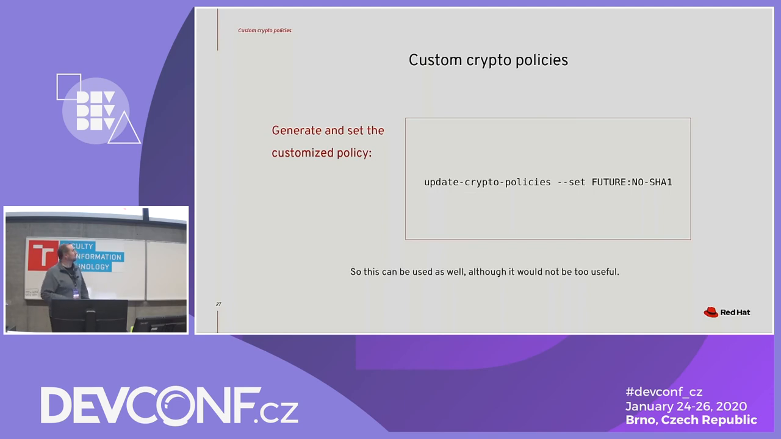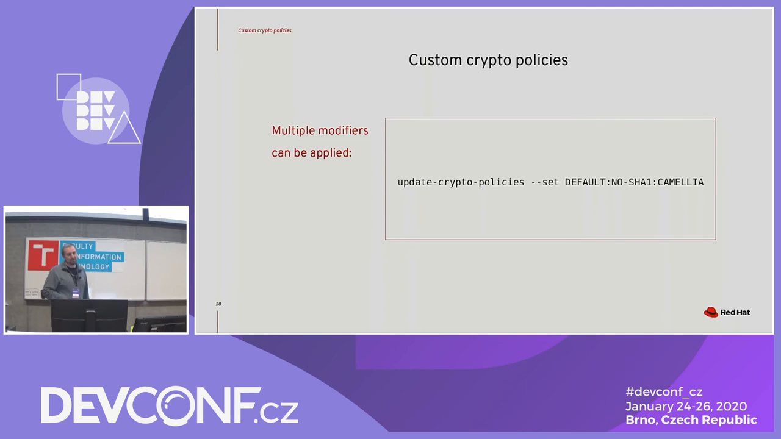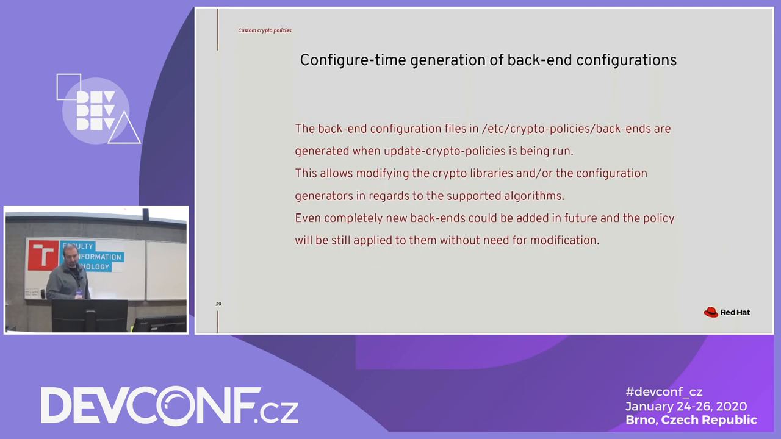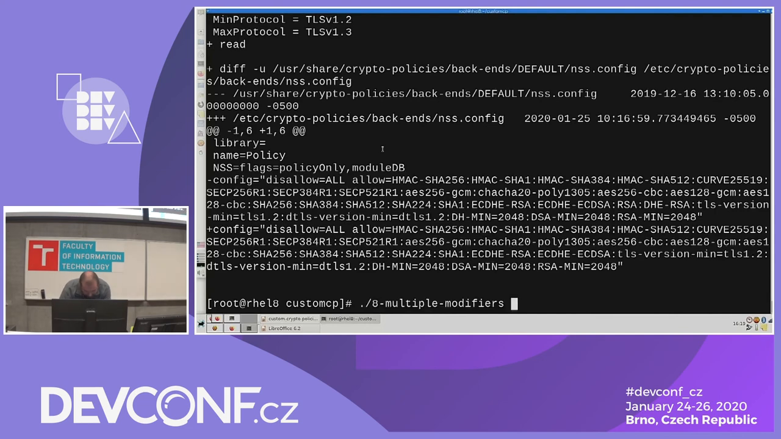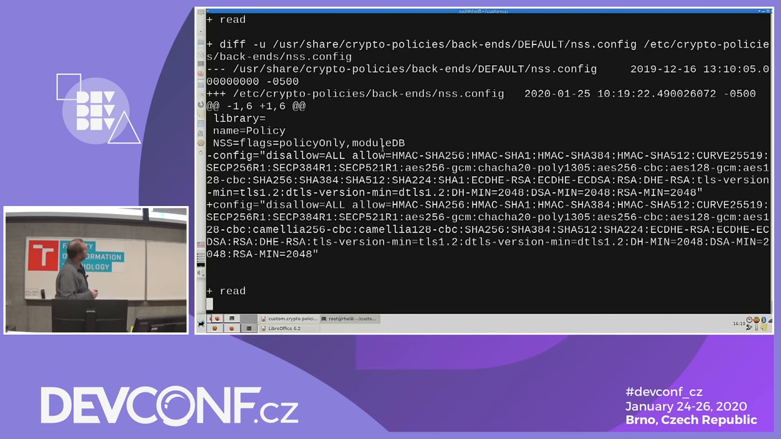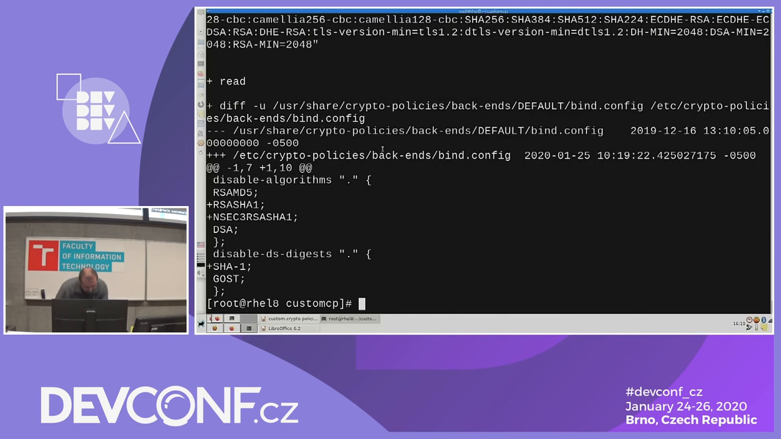So this can be used. There will be no change, because in future policy there is already no SHA-1, so it would not be that useful. You can do it, and you can apply multiple modifiers, such as adding it and another one. So here you have Camellia, and here SHA-1 is removed. SHA-1 is here, and SHA-2 is still here. Yeah, BIND doesn't have Camellia support, so just disable SHA-1.